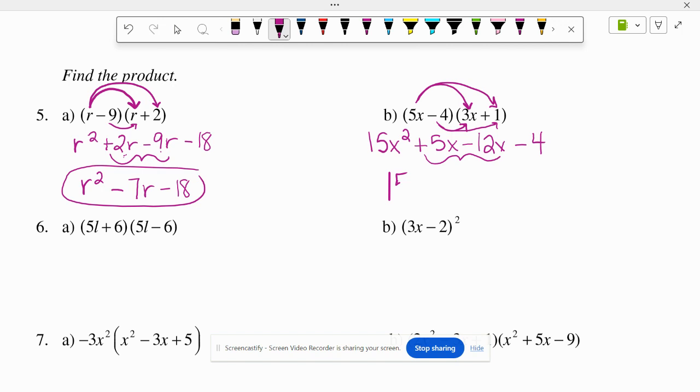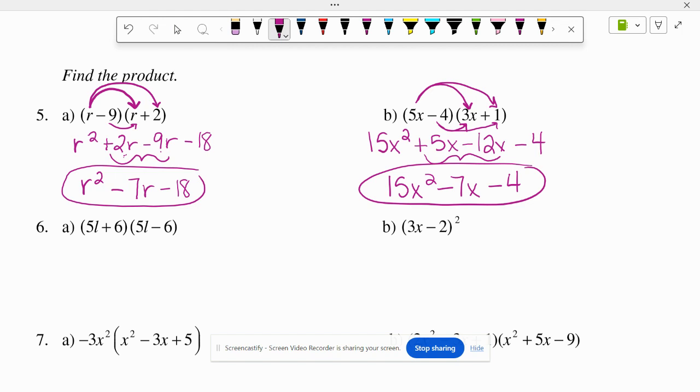Help out, Braden. Yeah, but what's the whole thing? I want the final answer. The whole thing. What's the whole polynomial? Minus 4, yes, sir. 15x squared minus 7x minus 4.